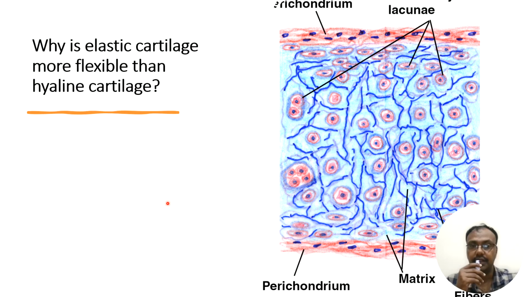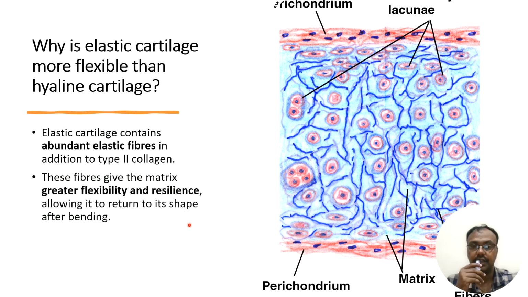Why is elastic cartilage more flexible than hyaline cartilage? Elastic cartilage contains abundant elastic fibers, as in this diagram, in addition to type 2 collagen. These fibers give the matrix greater flexibility and resilience, allowing it to return to its shape after bending.